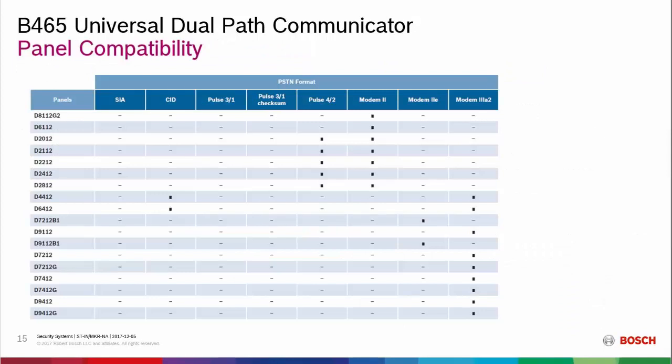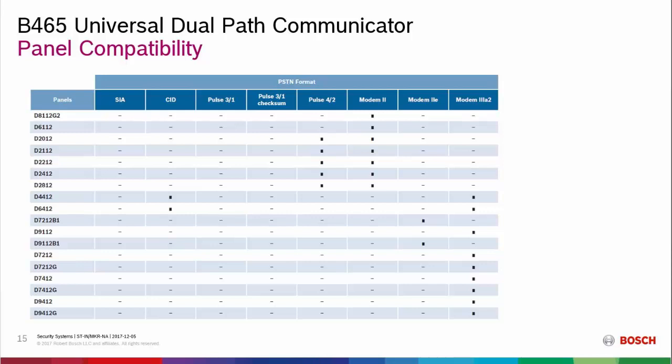All right, so wrapping up the presentation, I just wanted to show you a new document we've added. And as Chris mentioned, we've added compatibility with our legacy modem formats on some of our older panels. So this document shows you for each of these legacy panels which PSTN format the B465 will recognize and is compatible with. So the 465 auto recognizes the output. However, you need to make sure that the legacy Bosch panel is sending in one of these outputs.